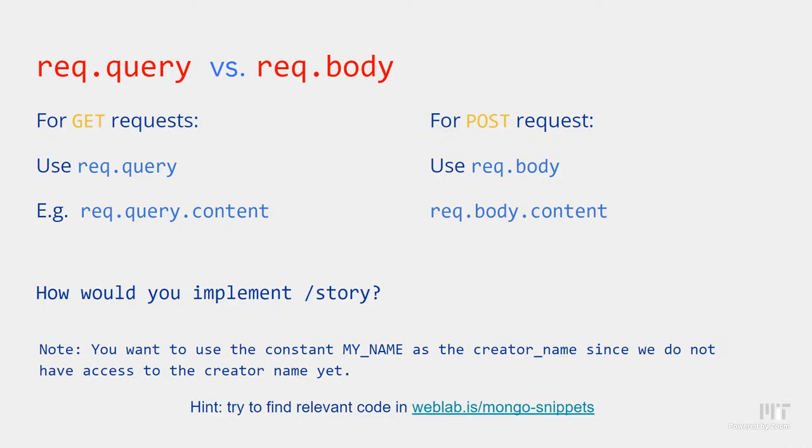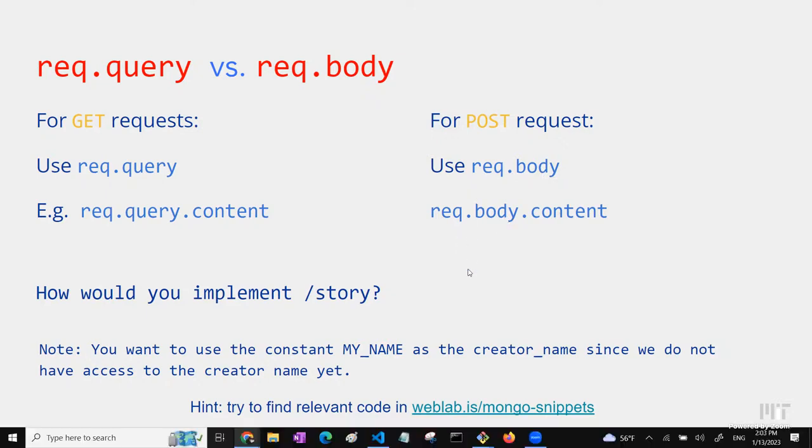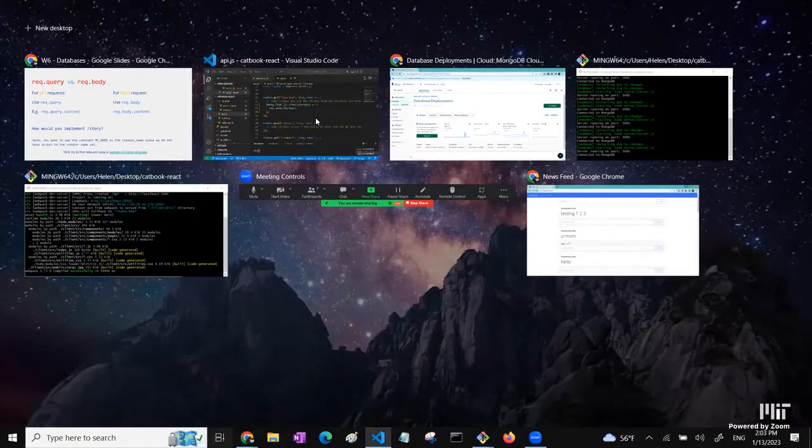So if you want to access the content field when the front end makes a post request to the back end, you want to do req.body.content. So always remember for GET requests, you get the information from req.query, and for post requests, you use req.body. Right, and so now let's implement the post request endpoint for the /stories.